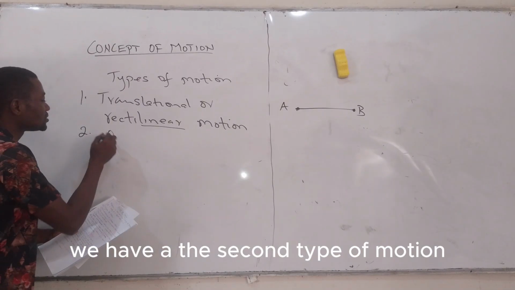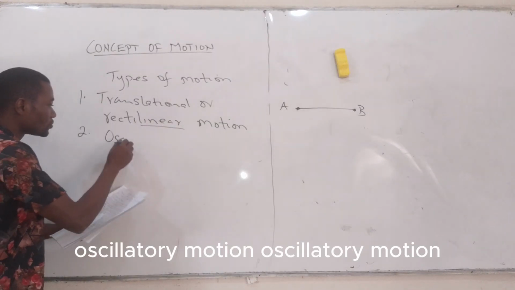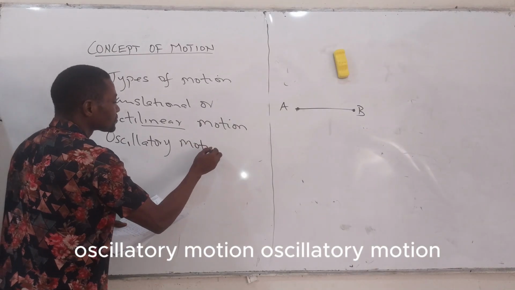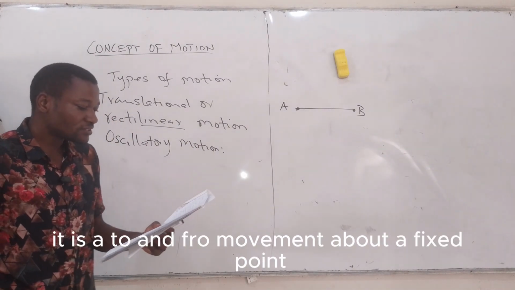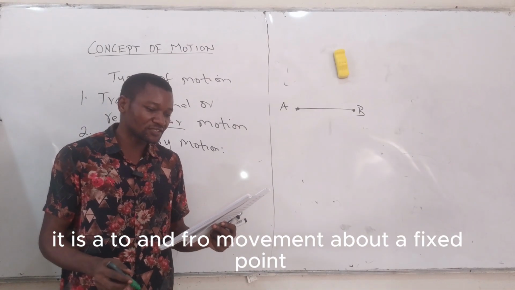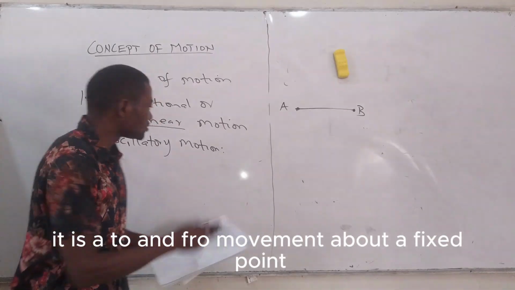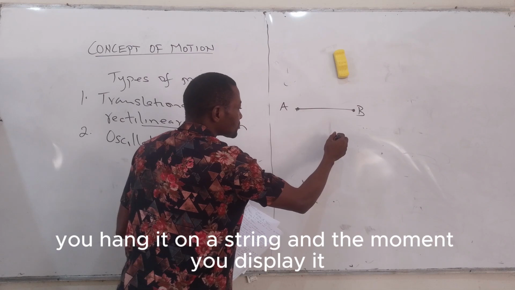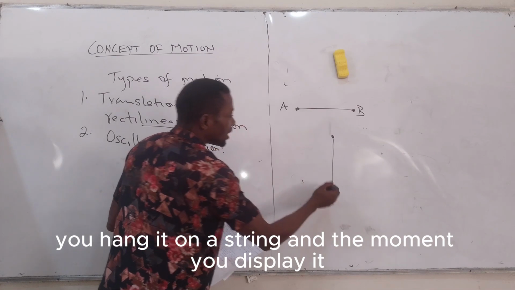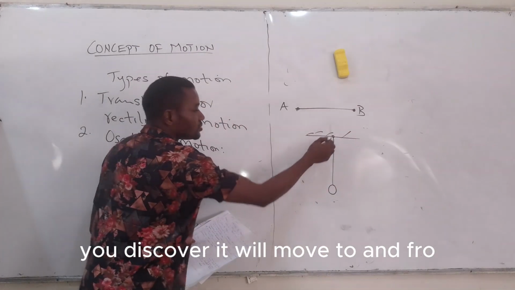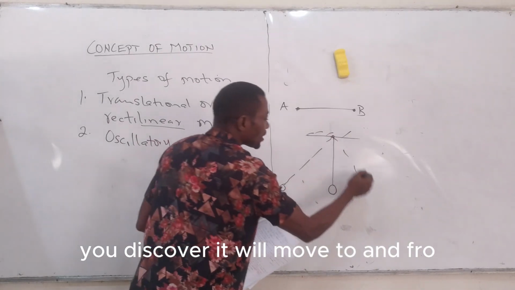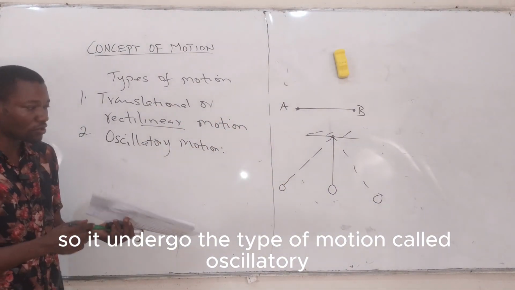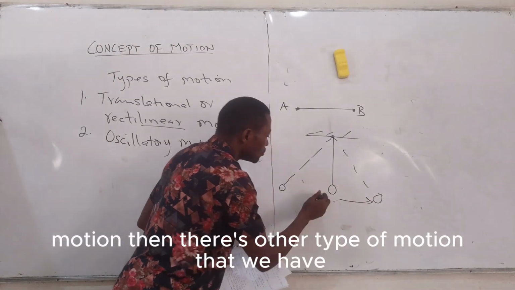We have the second type of motion, oscillatory motion. It is a to and fro movement about a fixed point. For instance, a pendulum bob, you hang it on a string, and the moment you displace it, you discover it will move to and fro. So it undergoes the type of motion called oscillatory motion.